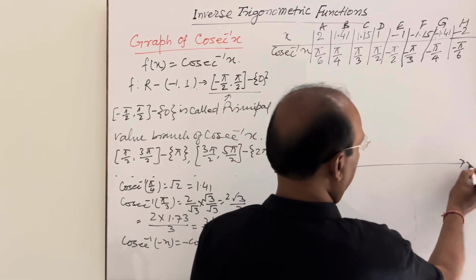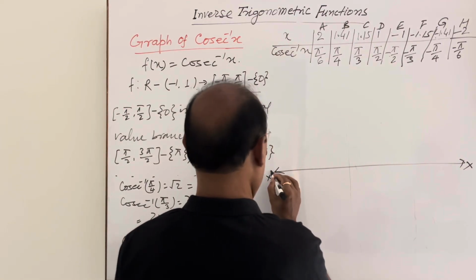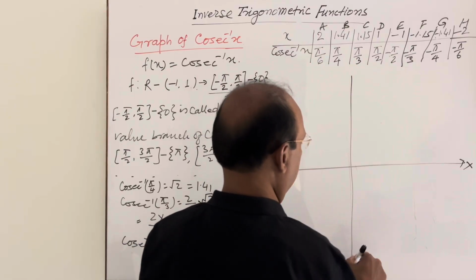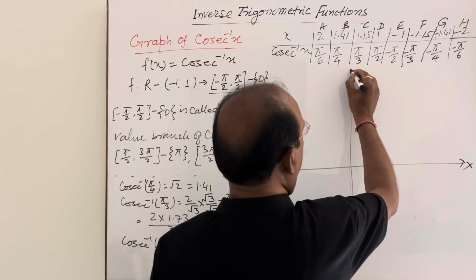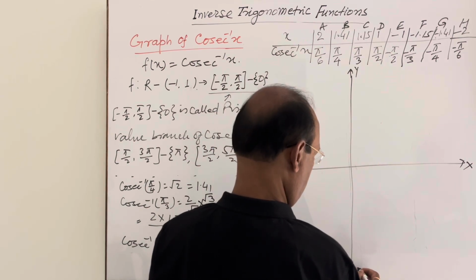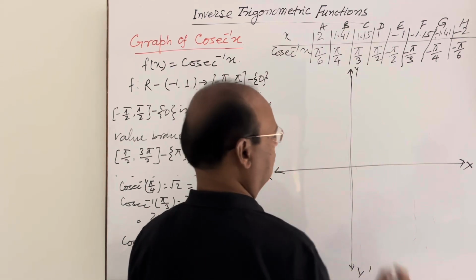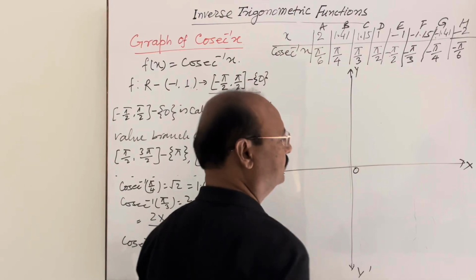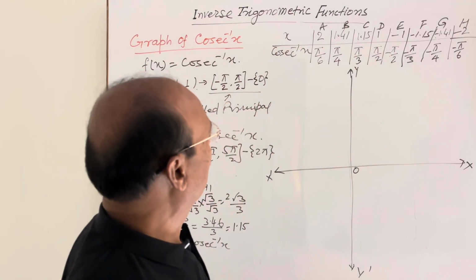Suppose this is the x-axis, x dash, and this is the y-axis, y dash. The origin will be here, with coordinates 0, 0.